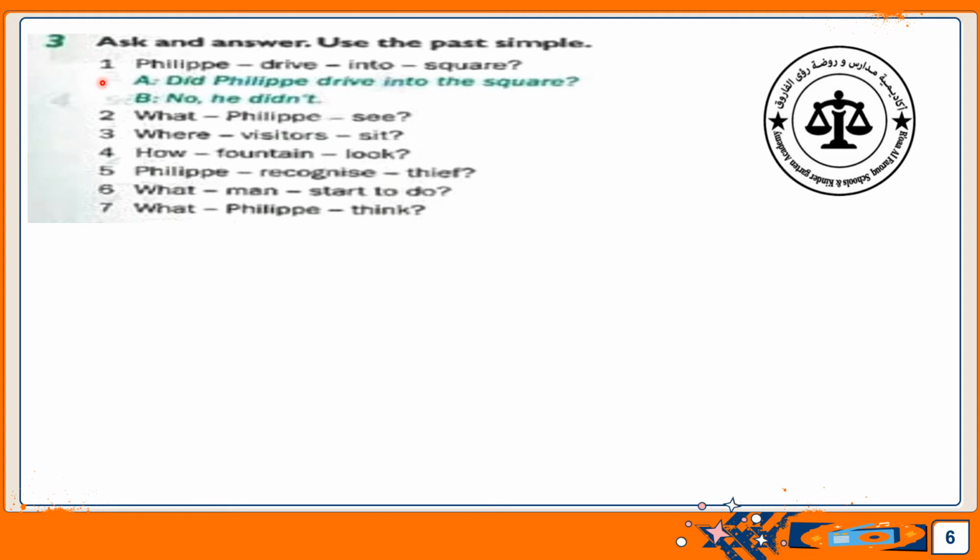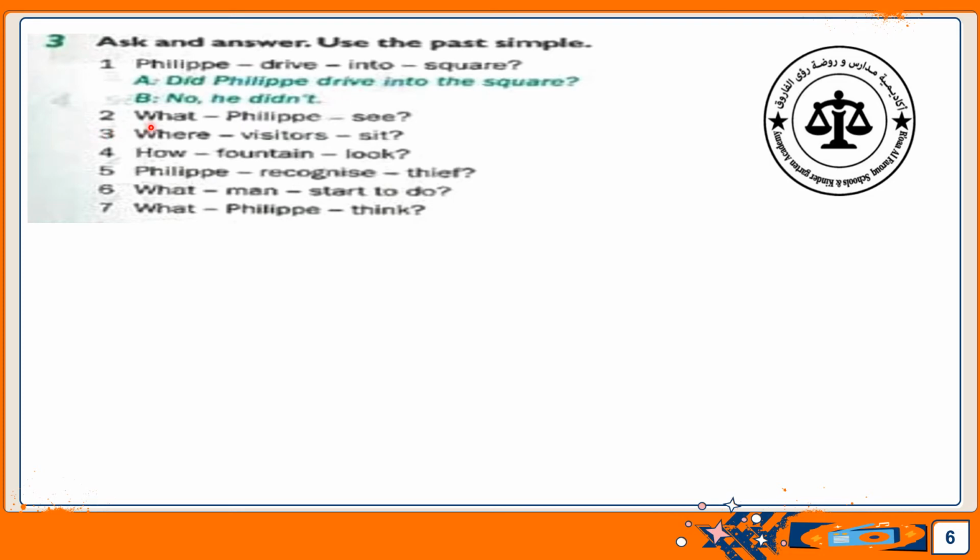Like number 1. Philip drive into square. Did Philip drive into the square? No, he didn't. Look at the question. We use did because it's in the past simple and we answer by using the past simple. If we want to use did in the question, we have to use the infinitive verb drive.